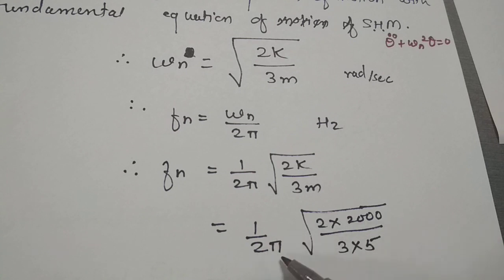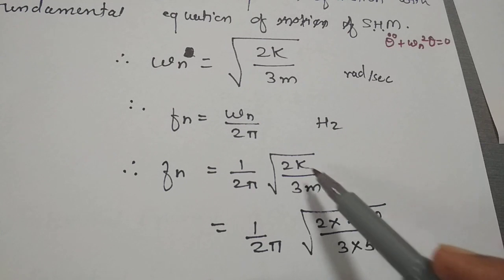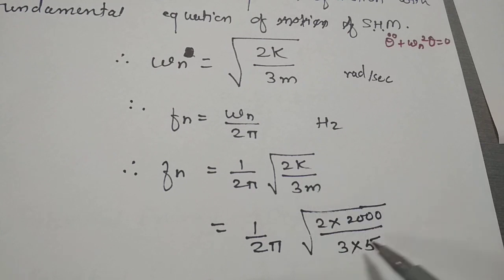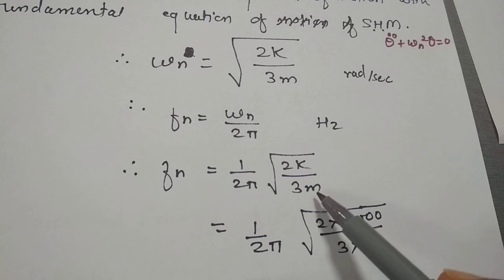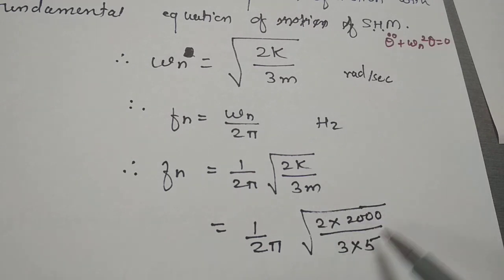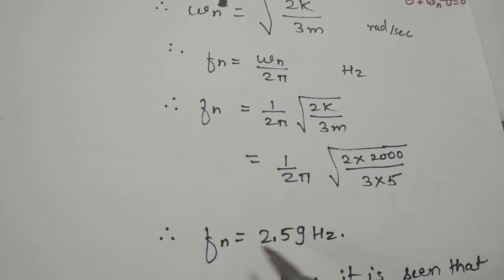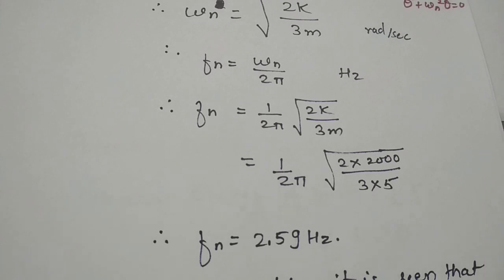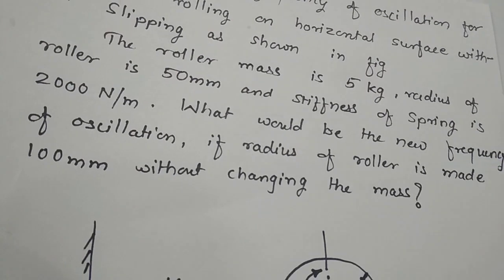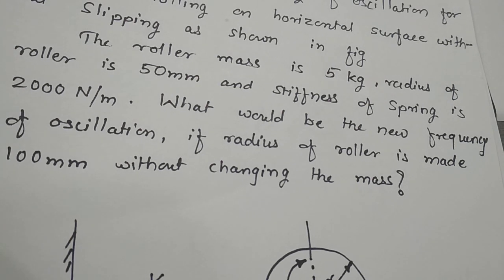So put this K and M as per given. 1 divided by 2 pi square root of 2 into 2000, the K is 2000 Newton per meter, divided by 3 into M, the mass of 5 kg. So calculate this value. After calculating this value, we will get Fn is equal to 2.59 hertz.